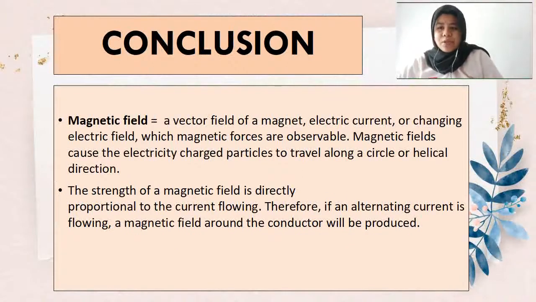By doing this experiment, we can conclude that a magnetic field is a vector field of a magnet, electric current, or changing electric field, in which magnetic forces are observable. Magnetic fields cause electrically charged particles to travel along a circular or helical direction. We can also determine the relationship between the amount of field strength and current, which is that the strength of a magnetic field is directly proportional to the current flowing. Therefore, if a current is flowing, a magnetic field around the conductor will be produced.